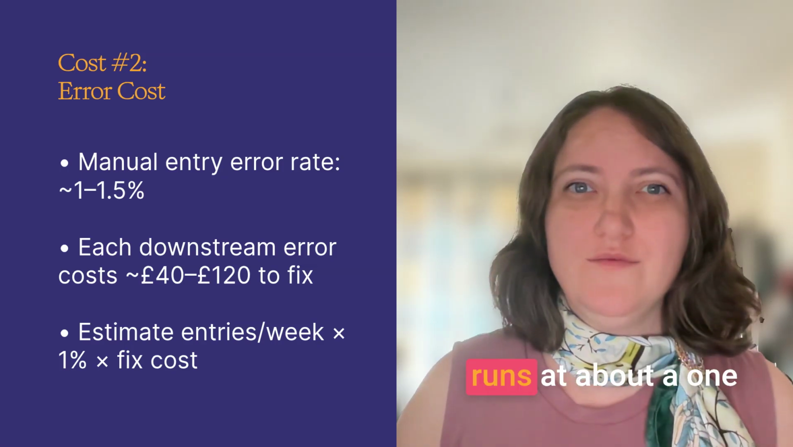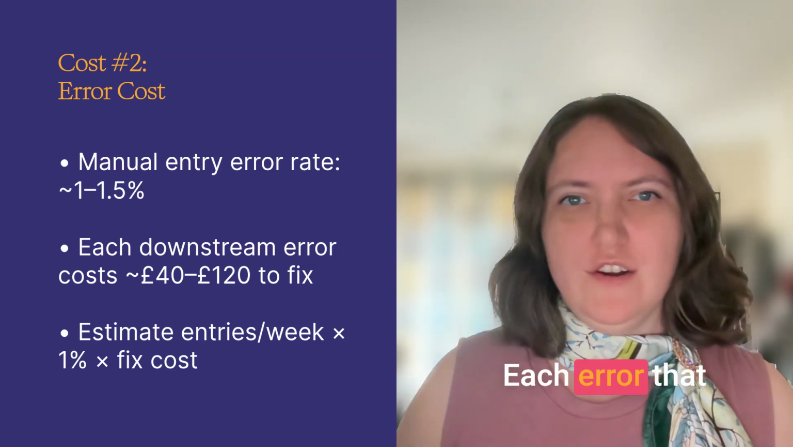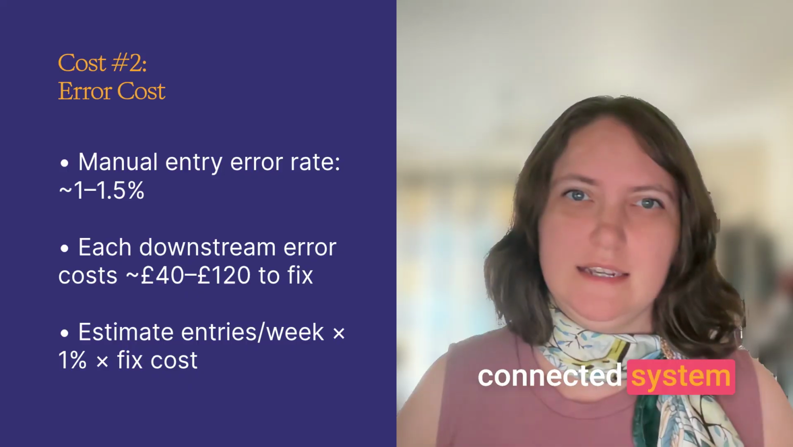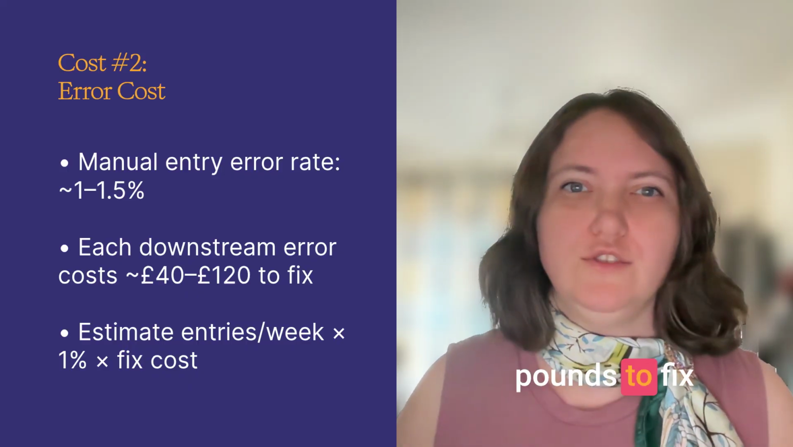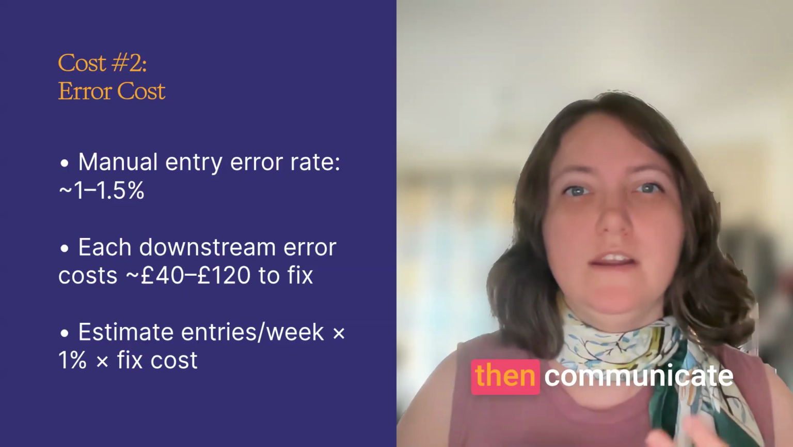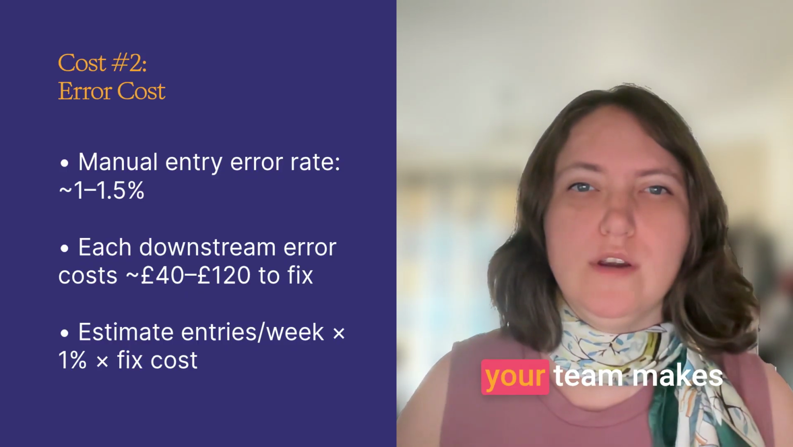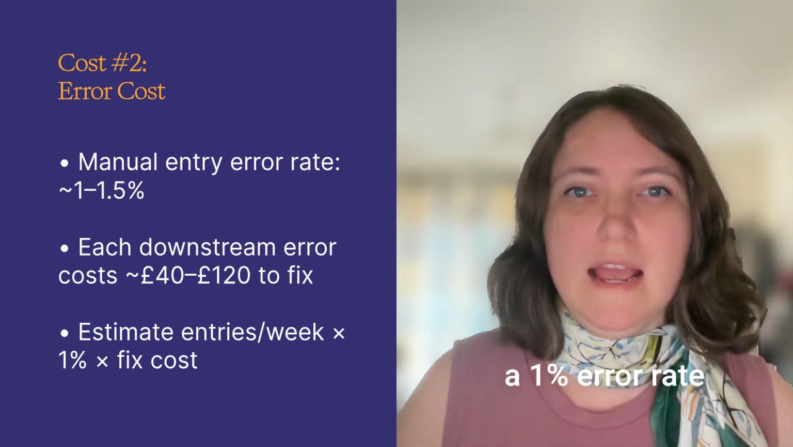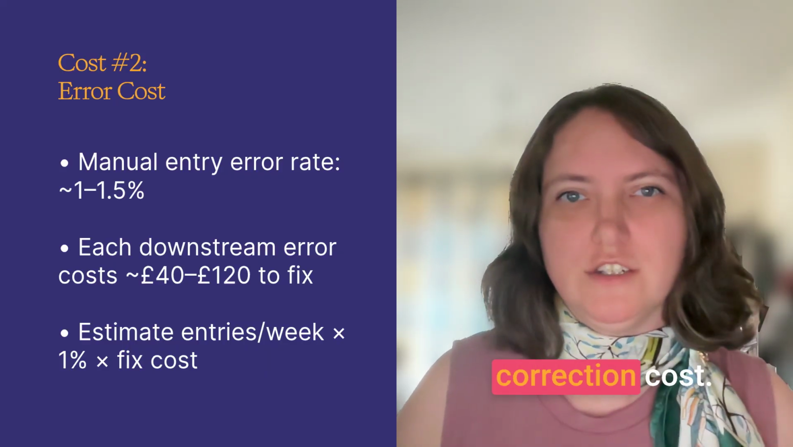Second is the error cost. Manual data entry runs at about a 1 to 1.5% error rate. Each error that travels through a connected system costs anywhere from 40 to 120 pounds to fix, once you account for time to spot it, correct it, and then communicate the correction. Estimate how many manual entries or transfers your team makes each week, apply a 1% error rate, and then multiply by a conservative correction cost.